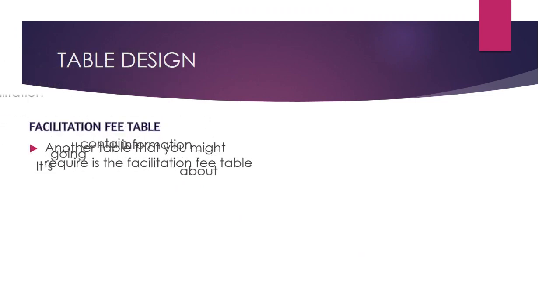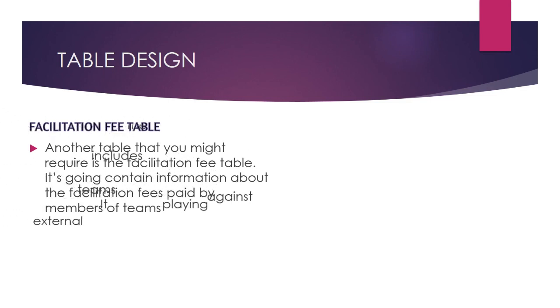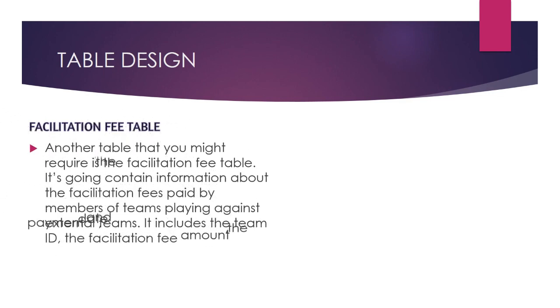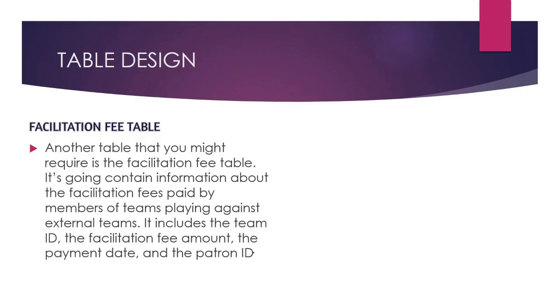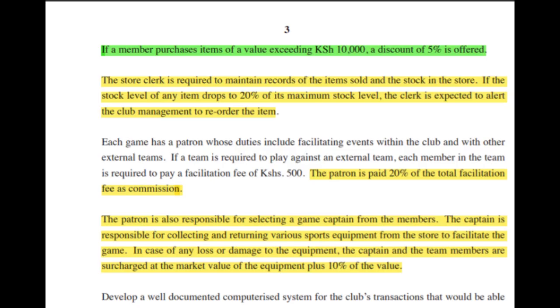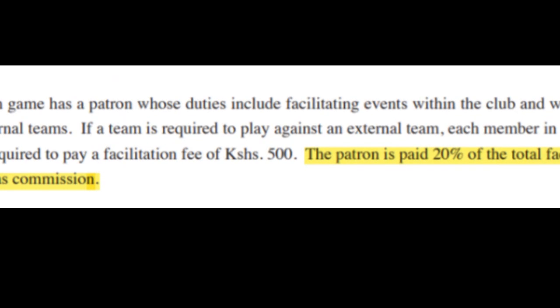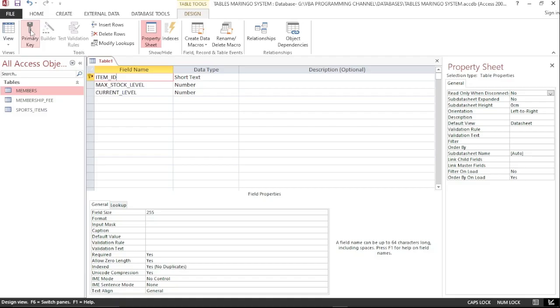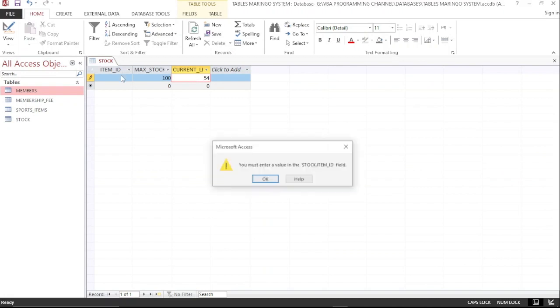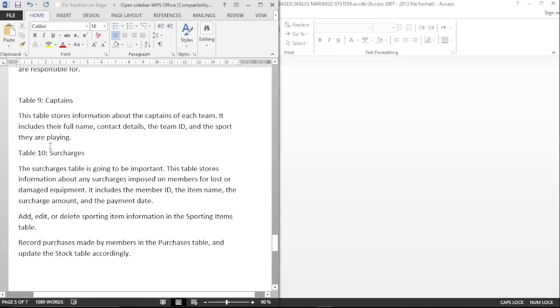Another important table is the facilitation fee table. It is going to contain information about the facilitation fee paid by members of the team playing against an external team. You can underline the words external team because, as you might have read from the question paper, facilitation fee is paid only when they are playing against an external team. They can play against an internal team, but we don't have the facilitation fee there. But when they're playing against an external team, facilitation fee is going to be paid.